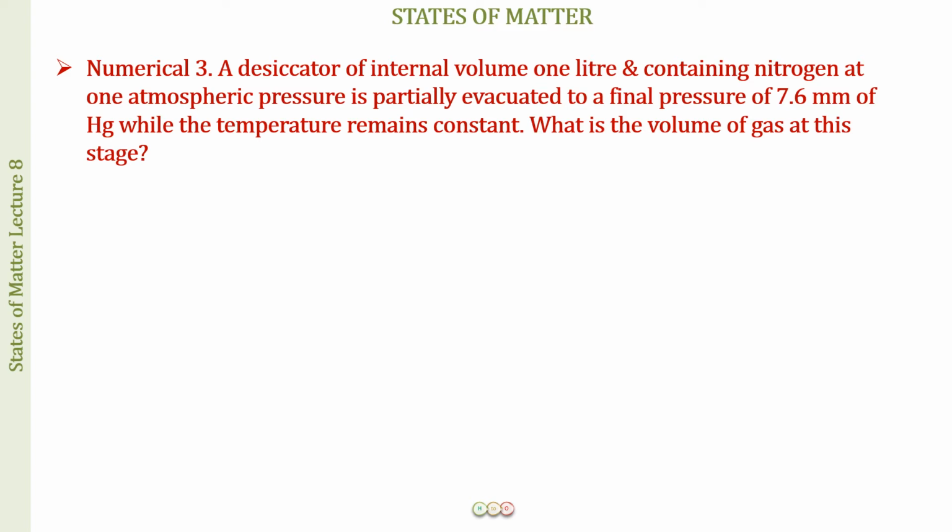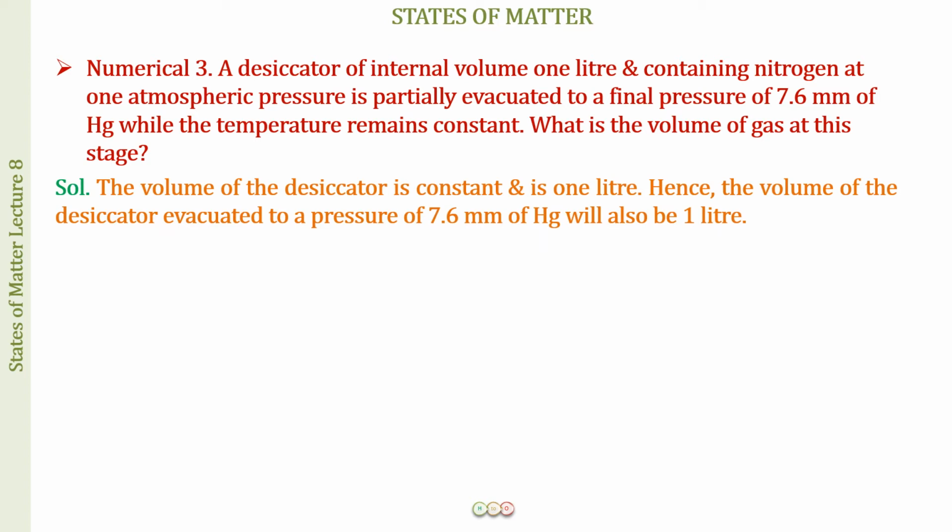Okay, so now what is going to be the volume? Well, the volume is going to be again constant, that is 1 liter, because the volume of the desiccator has not changed, right? So the gas is going to occupy that much space that is given to it. What we have done to change the pressure is to evacuate the gas or decrease the mass of the gas that was present in it. Okay, it is not because there has been some change in volume that the pressure has changed from 1 atmospheric pressure to 7.6 mm of mercury.